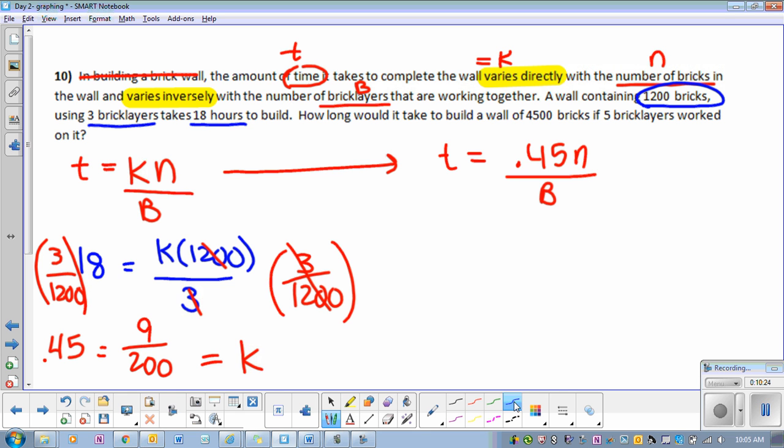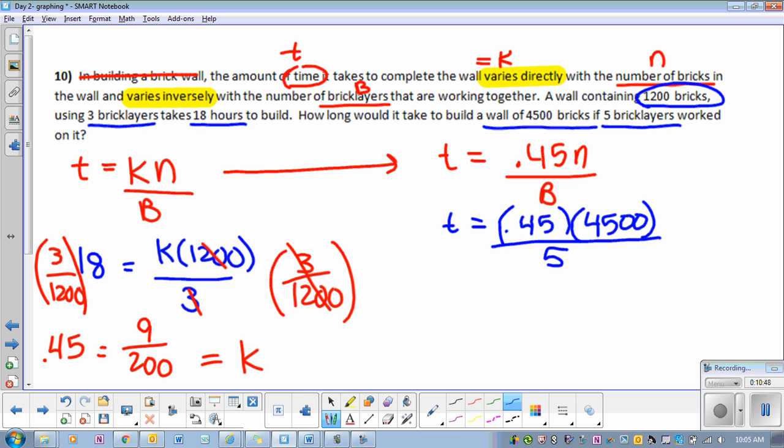So how long would it take to build a wall of 4,500 bricks if 5 bricklayers worked on it? You're looking for the time because I said how long, right? 0.45 times the number of bricks, 4,500 bricks. How many people are working on it? 5. So put the top one in first: 0.45 times 4,500. Hit enter, and then divide by 5. What do you get? Four oh five.